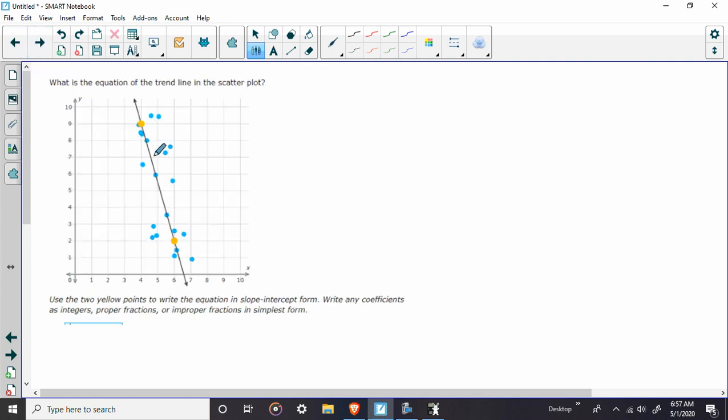All right, same thing here. It's going to be a little more complicated because they didn't give us the x-intercept or the y-intercept. But again, how do I get from one point to the next point? I went down 1, 2, 3, 4, 5, 6, 7.